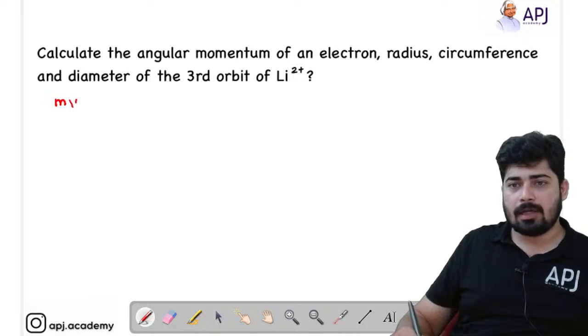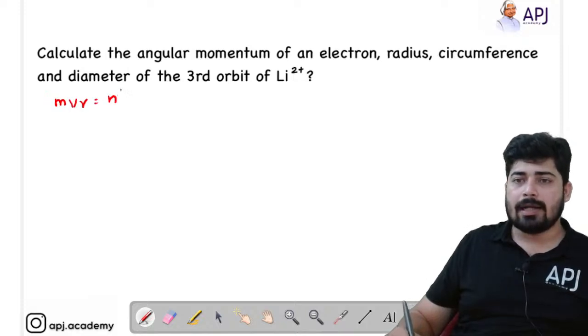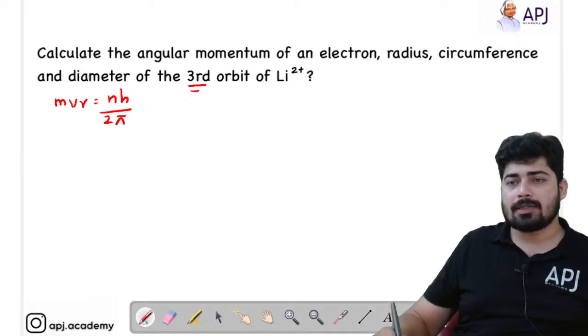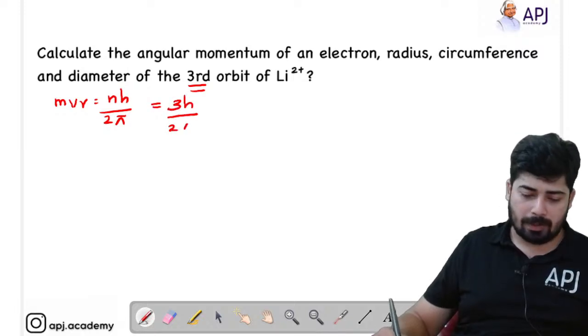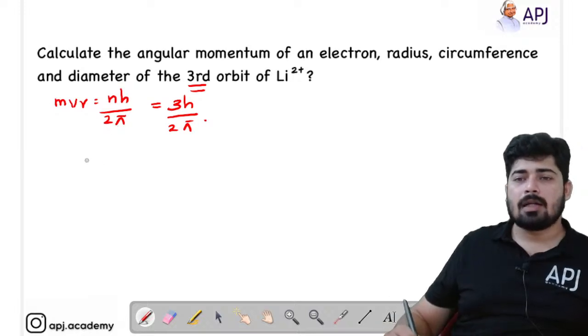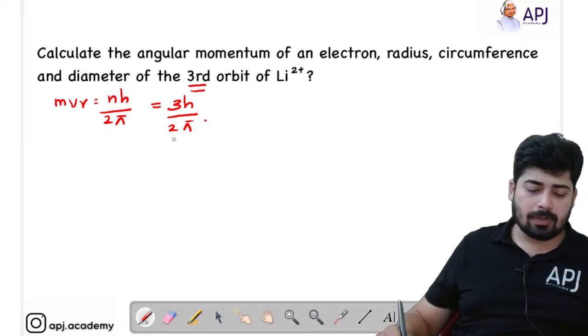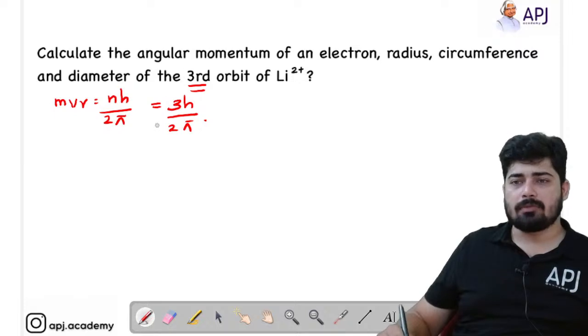That is mvr is equal to nh by 2 pi. So here we are given that it is the third orbit. So we can substitute 3 here. So it will be n equal to 3. So 3h by 2 pi. Okay. Now see, that is the value of mvr, that means angular momentum. So we got the value of angular momentum as 3h by 2 pi.